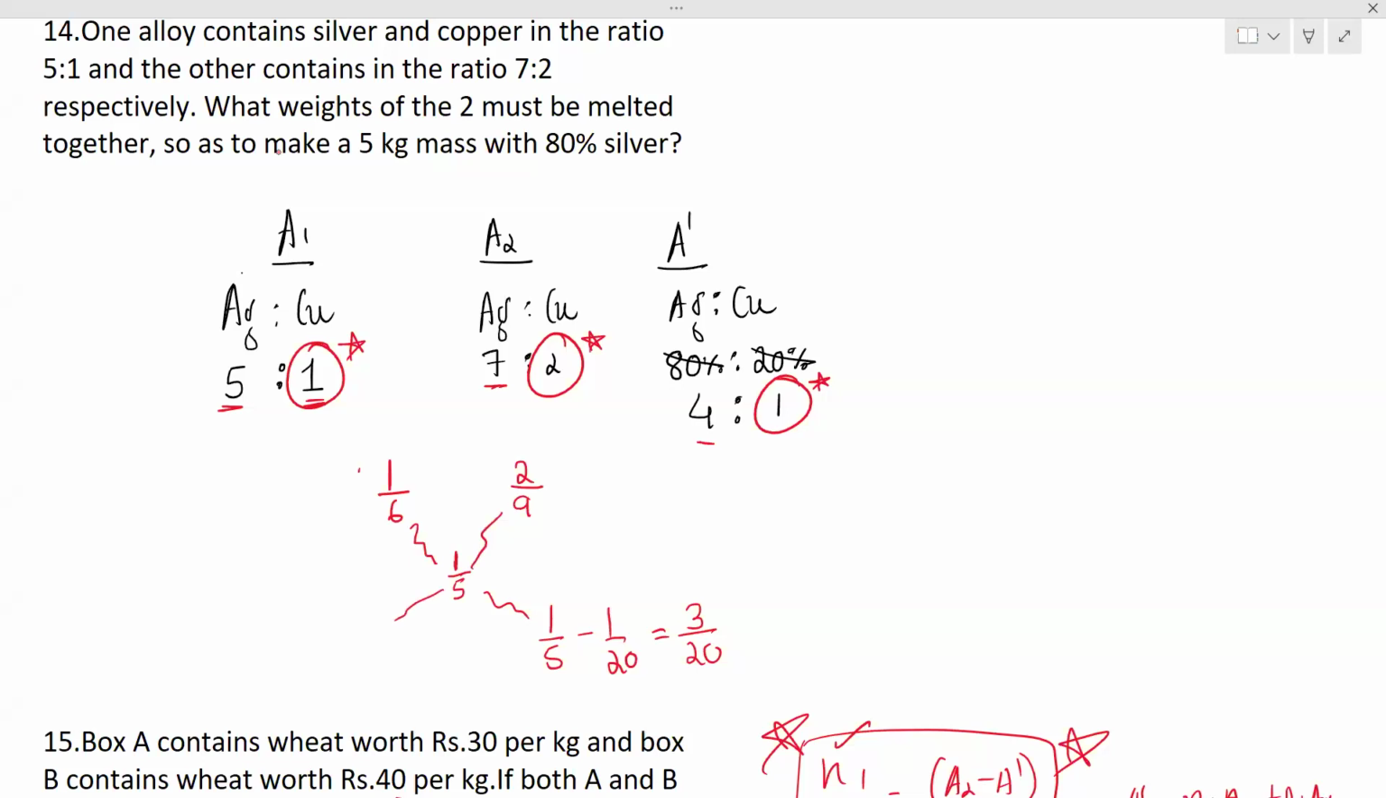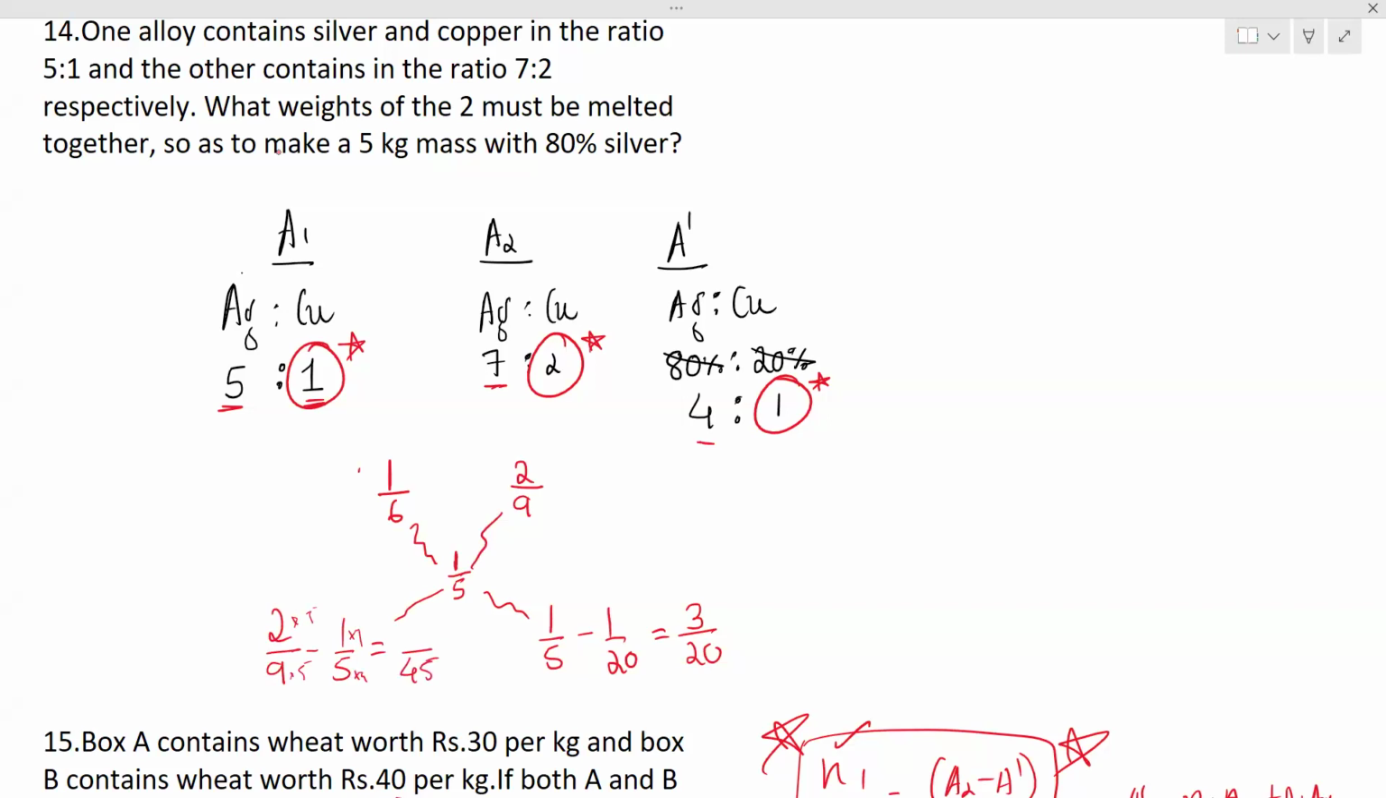Now come here. What do I have to do? Subtract. 2 by 9 minus 1 by 5. How much do I get here? 9 and 5, 45, right? I'll multiply here with 5, here with 5. Now, here with 9 and here with 9. How much do I get? 45 in the denominator for sure.